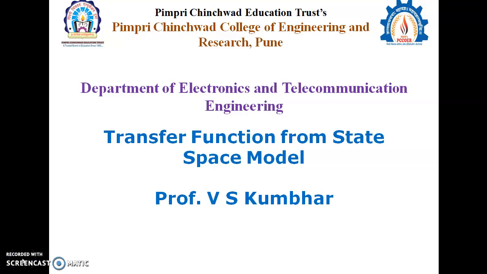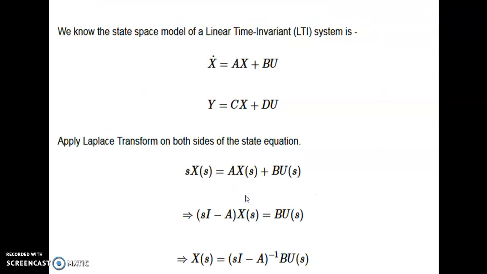In this video, we will discuss the transfer function from the state space model. We know the state space model of a linear time invariant system is x dot is equal to Ax plus Bu and y is equal to Cx plus Du. So basically the state space model is represented by two equations.